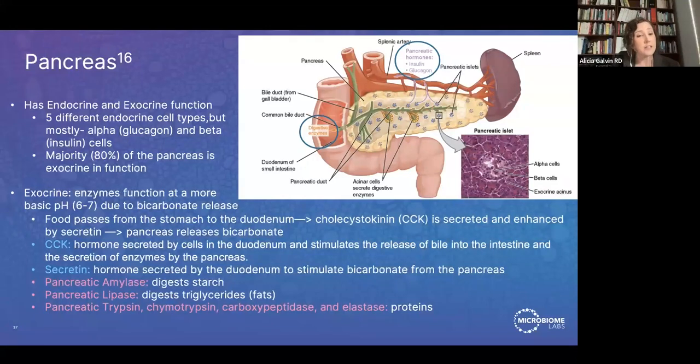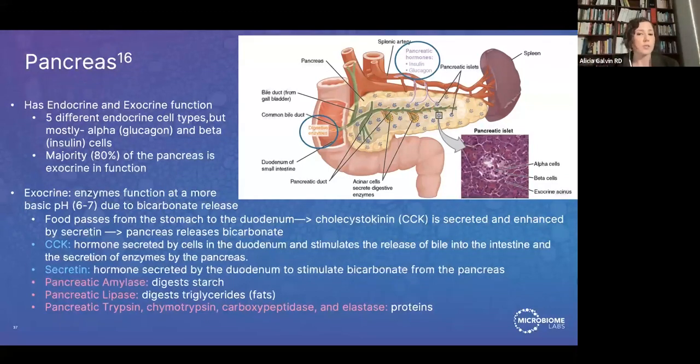And whereas the enzymes in the stomach function at a really nice acidic pH, the enzymes produced by the pancreas into the small intestine function at a more basic pH. So they have to have a little bit more of an alkaline environment due to bicarbonate release.